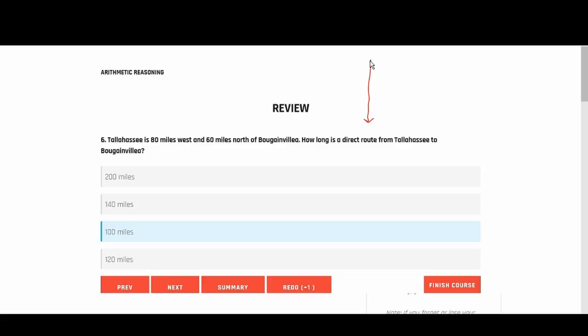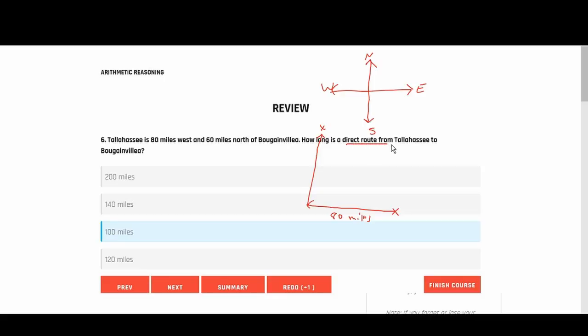Whenever I get directions involving north, south, east, and west, I like to make a little compass in case I mess these up. We're told that we're starting at Bougainvillea, so let's say that's right here. It's 80 miles west. West is this way. And it's 60 miles north, which is this way. So right here, according to the instructions that were given, is Tallahassee.